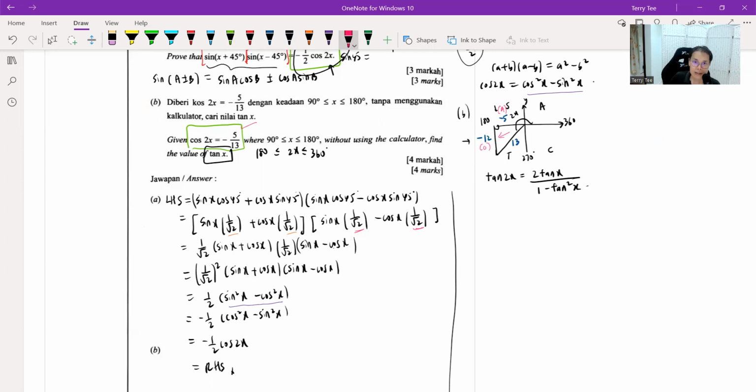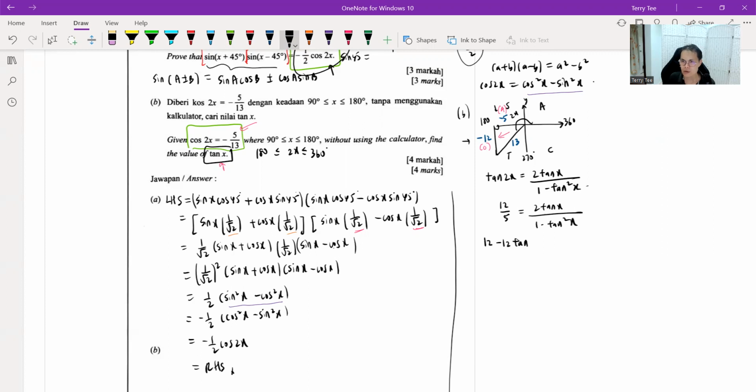So the reason why they give us cos 2x here is to help us find out what your tangent 2x is. And once you know your tangent 2x, we can find the value of tangent x by using the double angle formula. So here my tangent 2x is 12 over 5, and it is positive because negative 12 divided by negative 5 is positive. Okay, our job is to solve for tangent x. What we can do is cross multiply here.